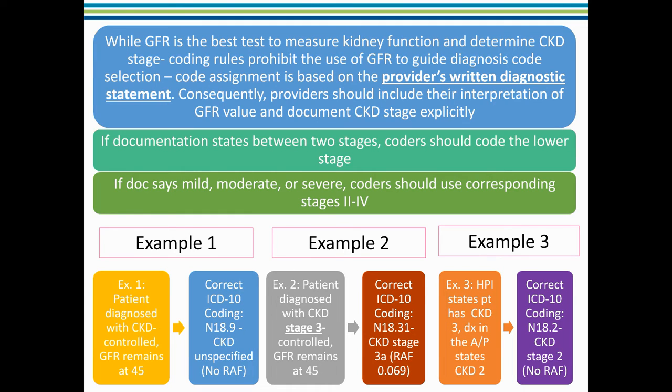The final example is the HPI states that the patient has CKD stage 3. However, the diagnosis in the assessment and plan states CKD stage 2. Since there are 2 different stages of CKD mentioned, coders will have to take the lower of the 2 stages, in this case being CKD stage 2, which does not have a RAF value, whereas CKD stage 3 did.